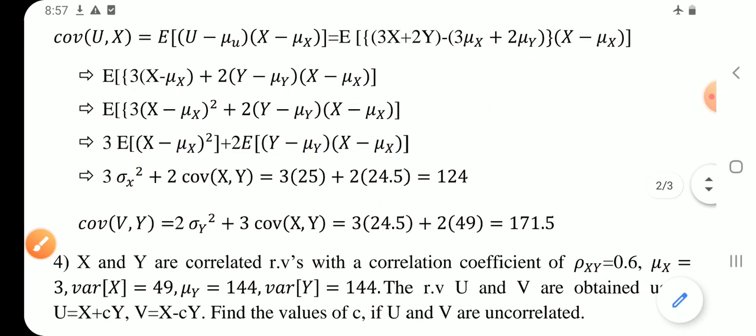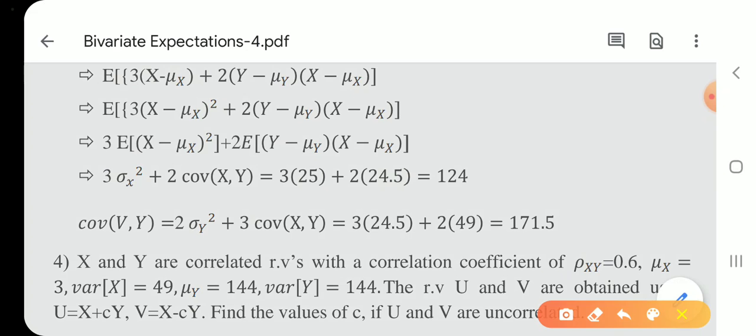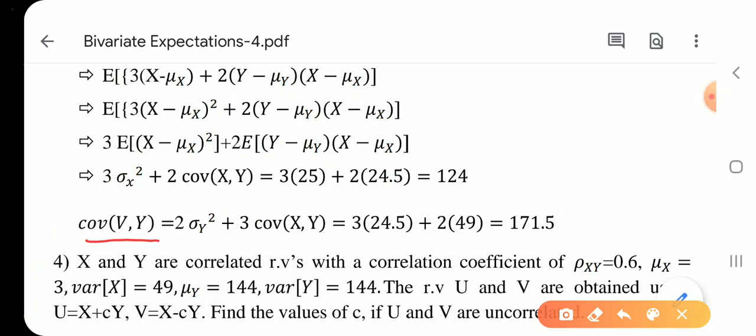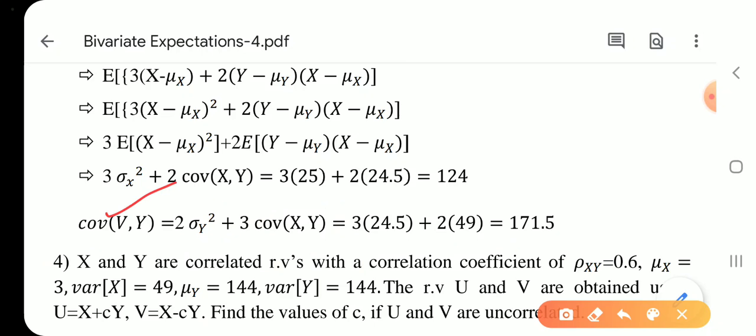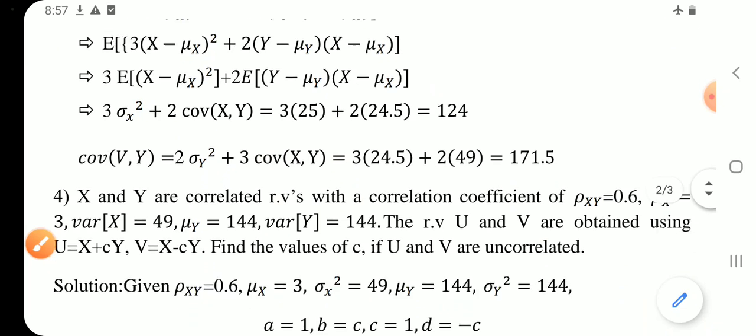Now, in a similar way, we will find the formula for the covariance of vy. If you find it in the same manner, you get 2 sigma y square plus 3 times covariance of xy. Substitute the values of sigma y square and covariance of xy. When you put the values, you get the answer as 171.5. So try to find it, don't simply copy it down. Try to find it in a similar way and check the answer. You get the answer as 171.5.